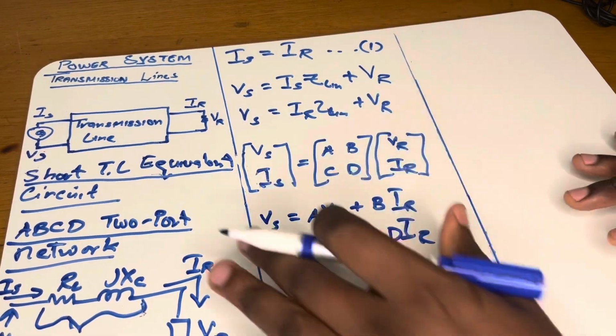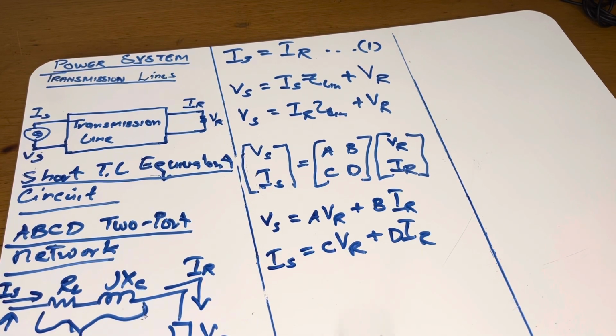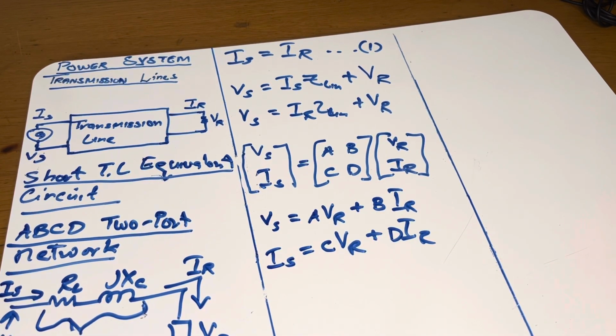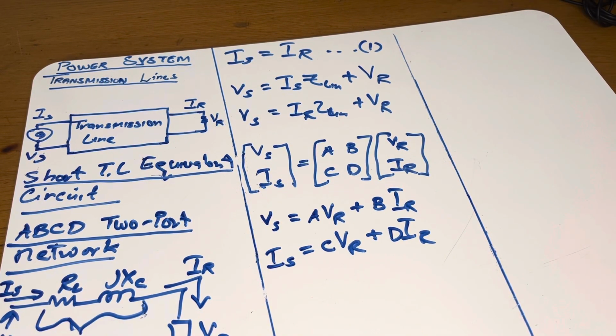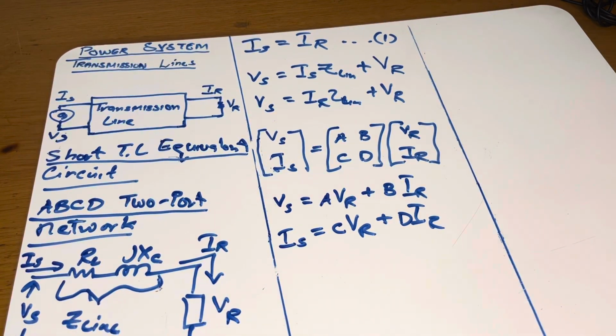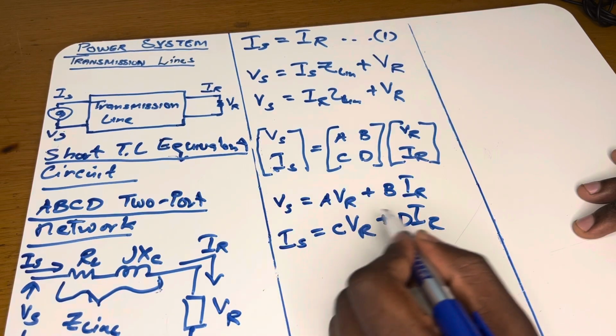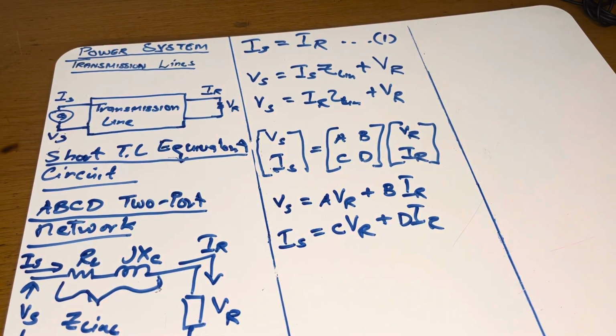So this is what you want. This is the desired form that you want. So these constants are the ones that are normally asked on a question. So calculate the constants ABCD for the two-port network. Now it is the constants of VR and IR for both equations.